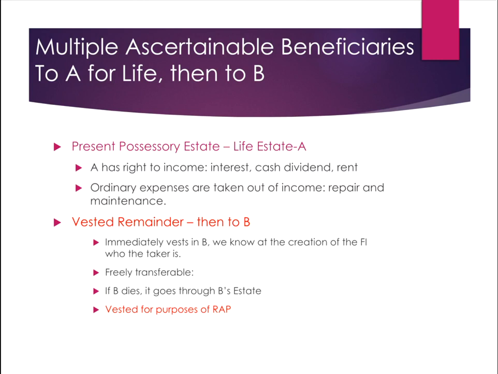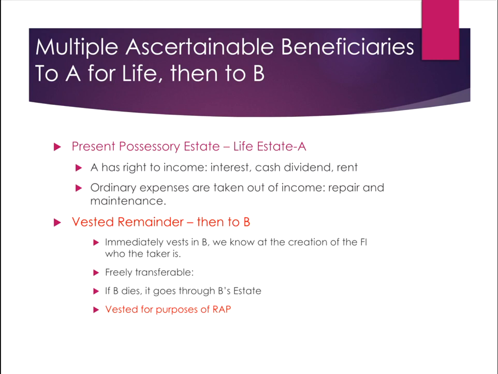All right, so taking a look at the most simple, to A for life, then to B. A has a life estate, RAP non-applicable. Then to B, we know exactly who B is. He's a named, or she is a named individual. So that is a vested remainder.